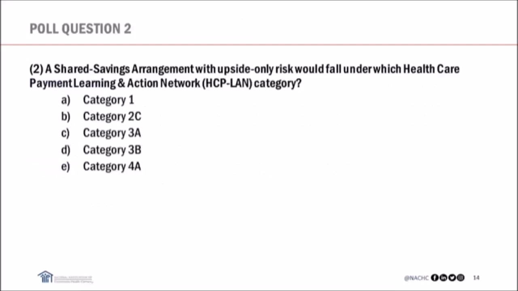All right, let's move to the next poll question that just showed up on your screen, should be there now. It reads, a shared savings arrangement with upside-only risk would fall under what category of the Healthcare Payment Learning and Action Network categories of payment? A is Category 1, B is Category 2C, C is Category 3A, D is Category 3B, and E is Category 4A. I'll give you a moment to put in your answer.